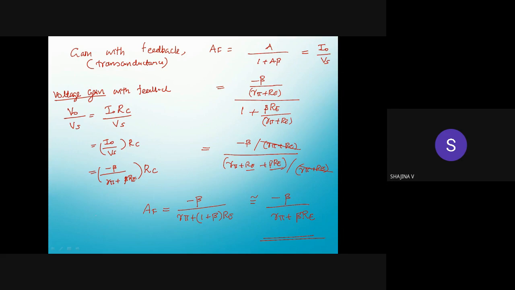Okay, or simply I can write this AF into RC. Okay, note this also: if it is voltage gain... so in current series feedback, the gain we are finding, amplifier gain, means I naught divided by Vs. That is transconductance, that is not voltage gain. So if you want to find voltage gain, V naught divided by Vs should be calculated.